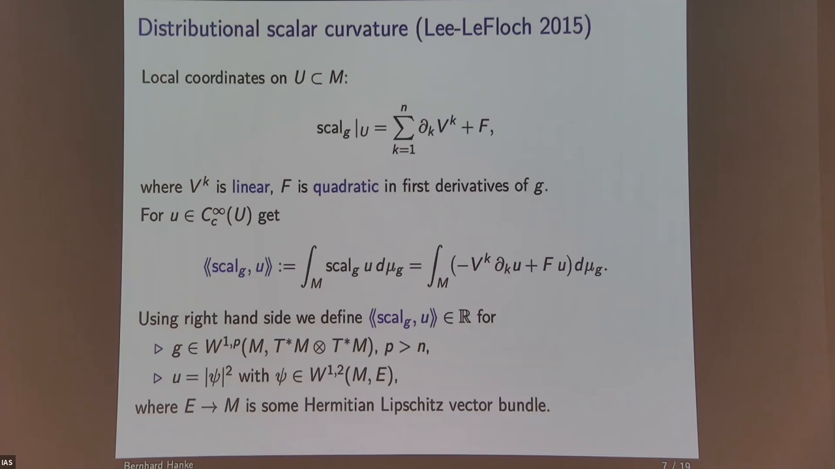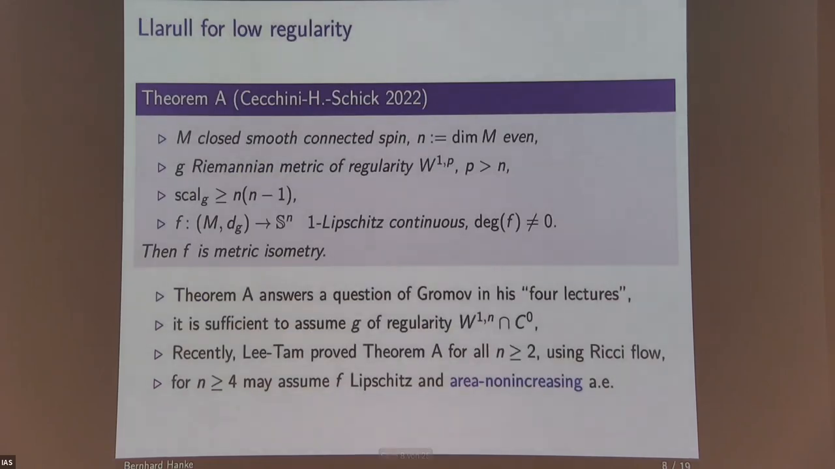Okay, so this is the scalar curvature distribution. In particular, we can define lower scalar curvature bounds, or we can compare scalar curvatures of domain and target using this notion of scalar curvature. And so we can state the Llarull theorem for low regularity metrics and maps.